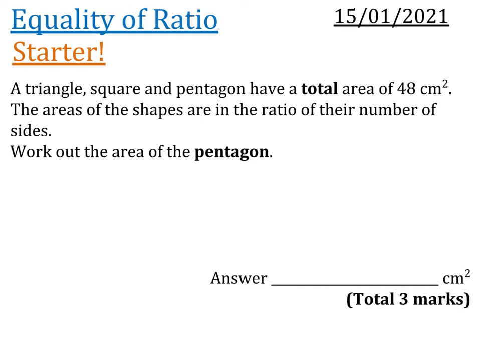So we've got a triangle, a square, and a pentagon that have a total area of 48 centimeters squared. So all three shapes together add up to a total of 48 centimeters squared. The areas of the shapes are in the ratio of the number of their sides. I would like you to figure out what is the area of the pentagon. You don't need to use any formulas. This whole question is about ratios.